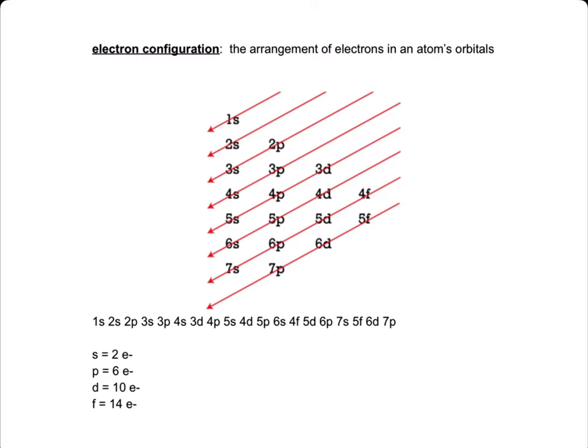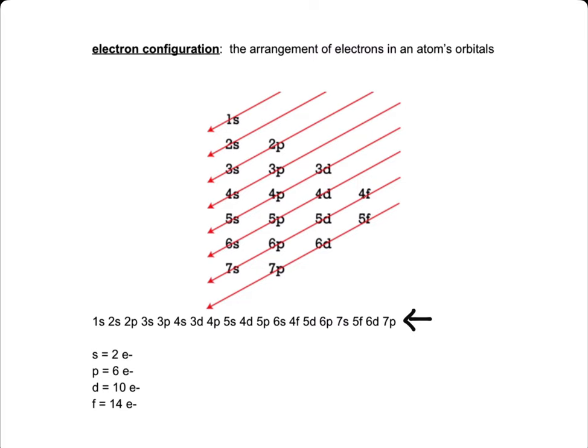So you want to go diagonal, and the filling up order is you're going to fill up the 1s first, then the 2s, then the 2p, then the 3s, then the 3p, then the 4s, and so on and so on. You can use this principle to help you remember this order, or you can go ahead and remember the order straight like this.